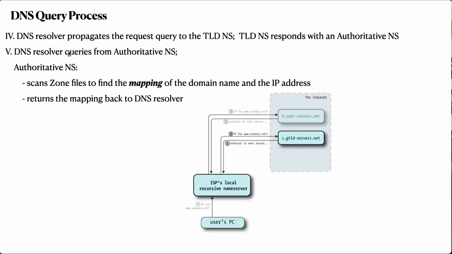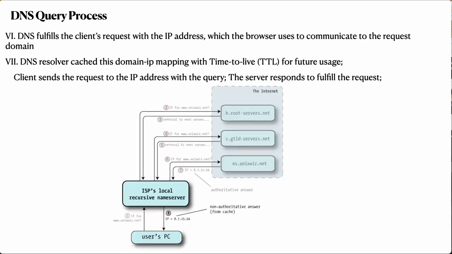And then the DNS resolver will propagate the query to the top-level name server. The top-level name server will respond with an authoritative name server. The DNS resolver will then forward the query to the authoritative name server, and the name server will scan the zone files and try to find the mapping between the domain name and the IP address, and it will return the mapping back to the DNS resolver. So at this point, the DNS has fulfilled the client's request with the IP address, which the browser will later use to communicate with the requested domain.